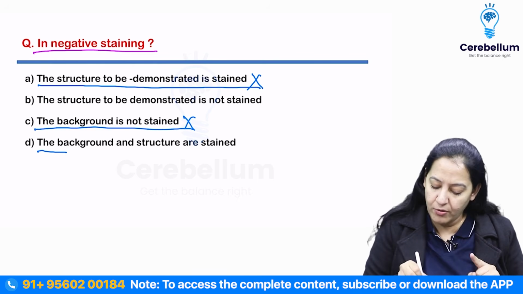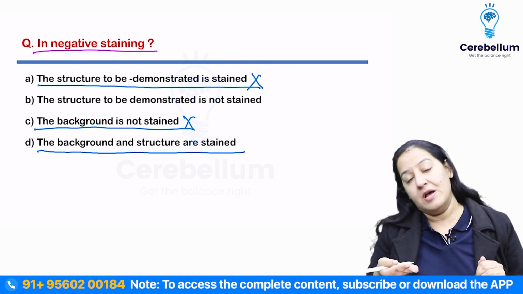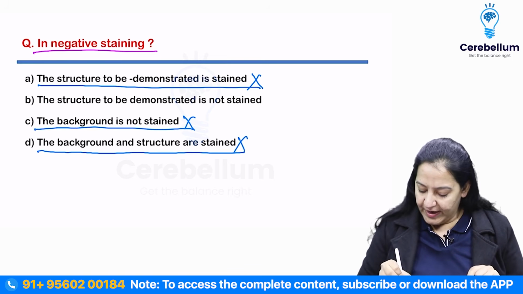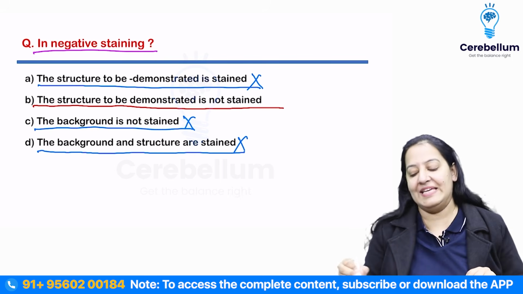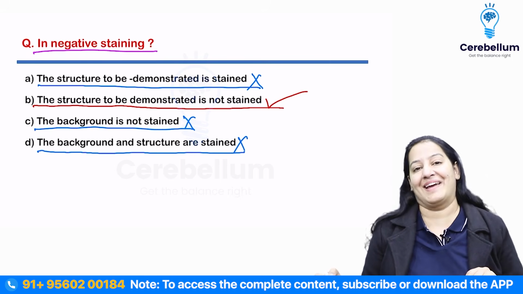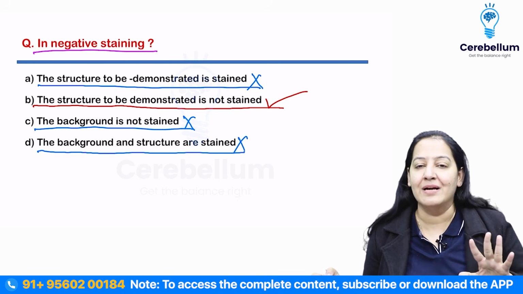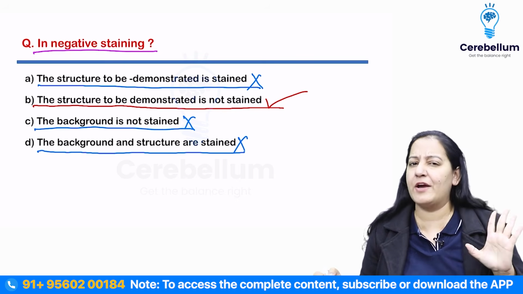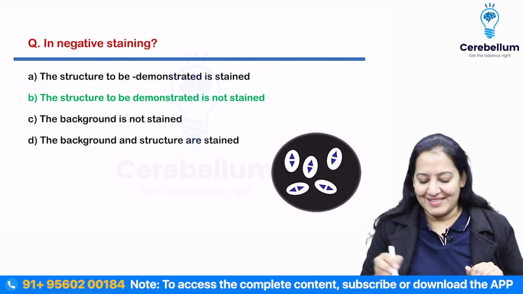Now, the next is background and substance both are stained. No, only background is stained, but the structure to be demonstrated is not stained. So this statement is also wrong. But read this statement: the structure to be demonstrated is not stained. Yes, I guess this statement is correct. The structure which you want to see, like the bacteria, you don't stain that. Stain the background. So the correct answer here is B. It's a little bit tricky question, but you can make it out if you know the concept. So the correct answer here is B.